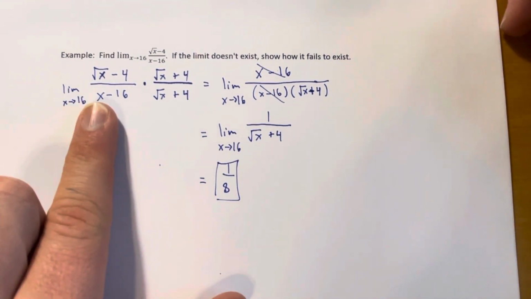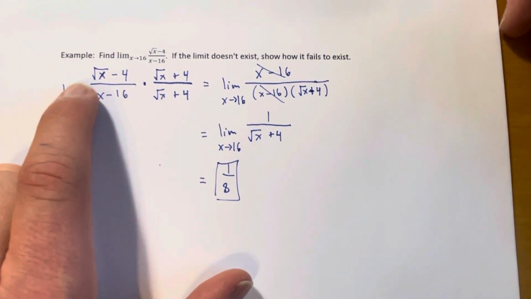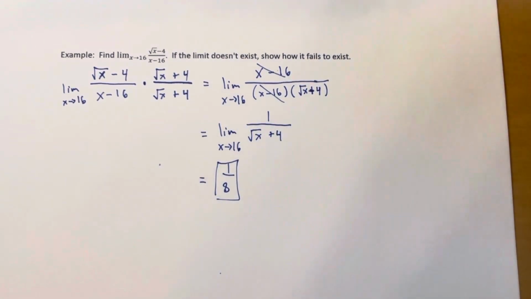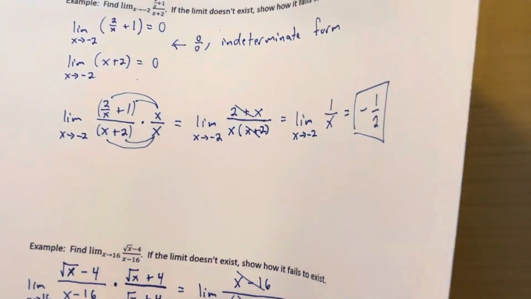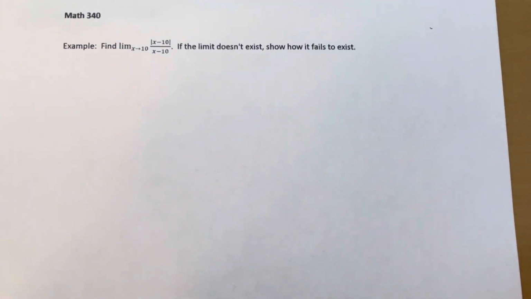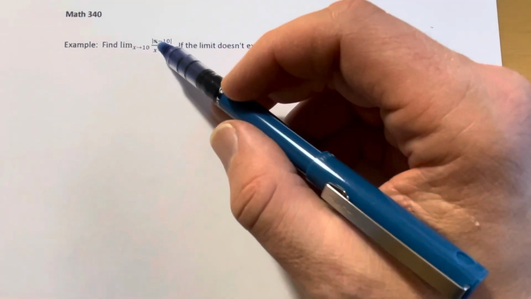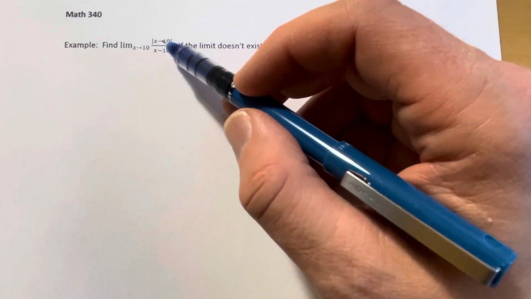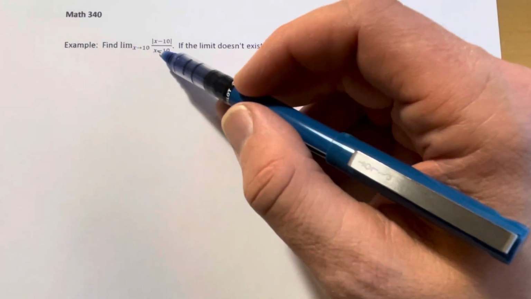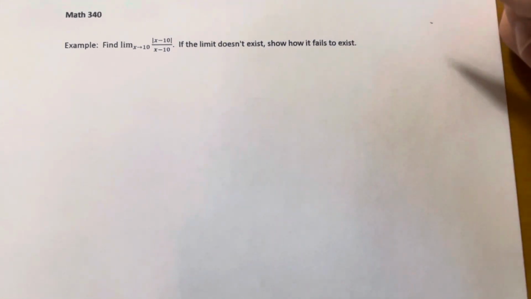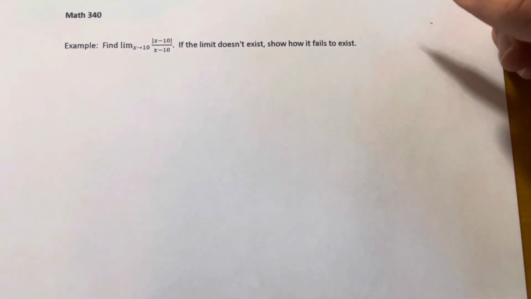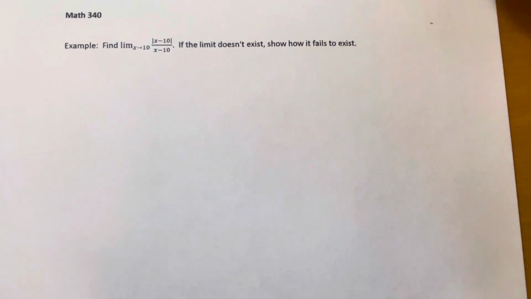Okay? Very important technique to remember, multiplying by conjugates when you see radicals. That helps in the evaluation of these limits. I have one example left to talk about, and it's this one right here. So we want to find the limit as x approaches 10 of the absolute value of x minus 10 over x minus 10. Now the trick to this one is to think of the absolute value function as a piecewise function.